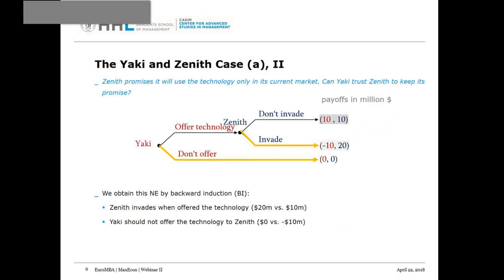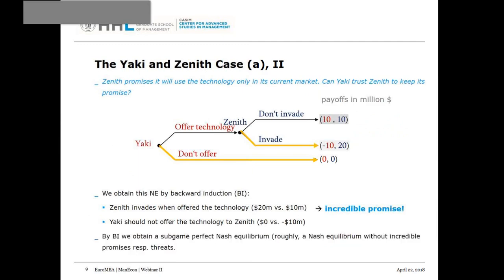Knowing that, Yaki wouldn't offer the technology. So here we are dealing with what is called an incredible promise, because Zenit is promising something that, when it's called to move, is not in its interest to do. So Zenit wouldn't keep the promise and not invade. It cannot be trusted. But clearly there is some potential to improve the payoffs on both sides. So of course Yaki could be interested in making this promise credible. What can be done?